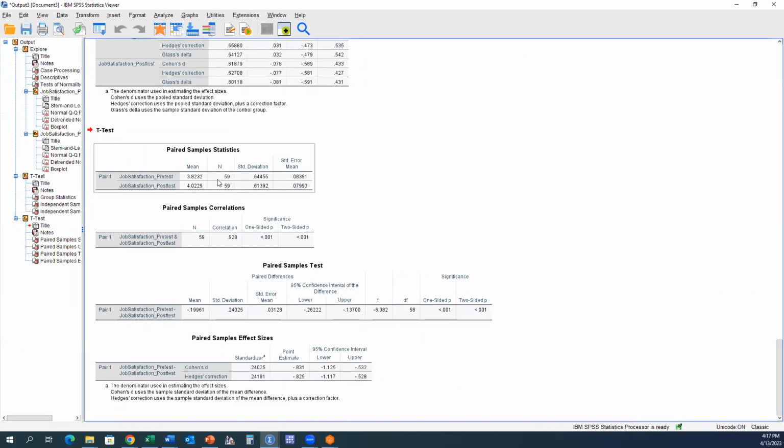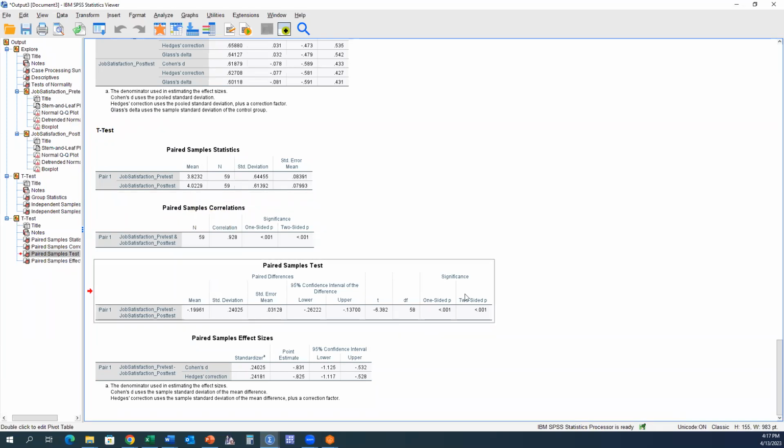All right, so this is going to test for a change in job satisfaction over time. We can see the mean scores at the top here. At pre, it was 3.82, and that increased to 4.02. Was that a significant change? Have to look at this table right here, and we can see the two-sided p-value is significant. It is below 0.05. In fact, it's below 0.001. So highly significant. We do have a significant increase in job satisfaction.